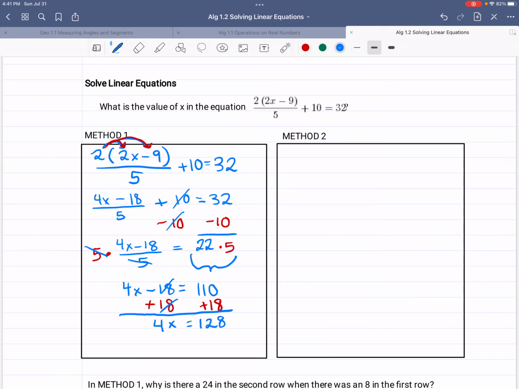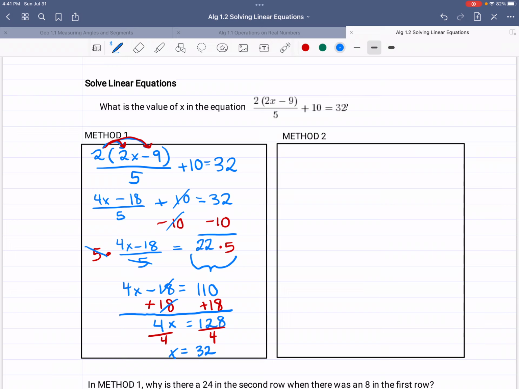4x. 4x, that means we're multiplying by 4. To undo multiplying, we're going to divide, and I like to show divide with a fraction bar. X equals, and if you'd like to, you could use a calculator, but I can do this in my head because 4 goes into 12, 3, and 4 goes into 8 twice. So when we divide, we get 32. 128 divided by 4 is 32.